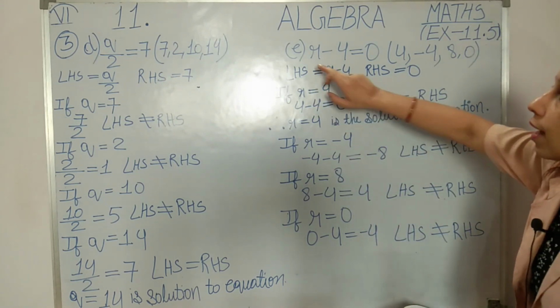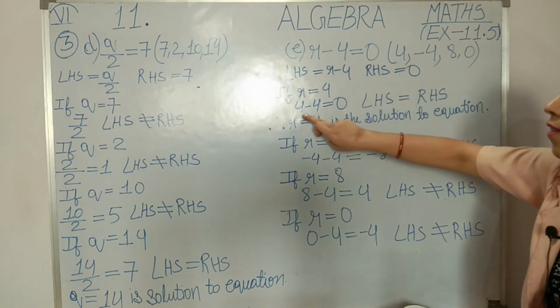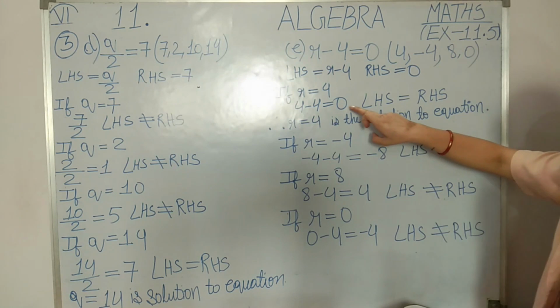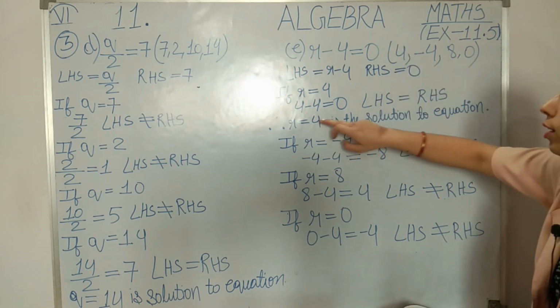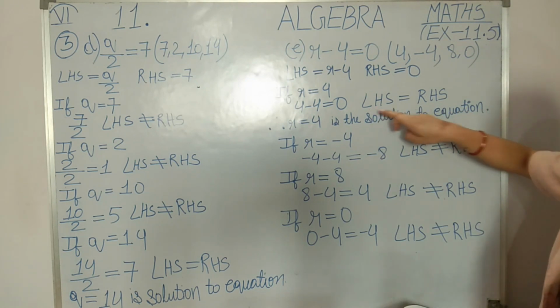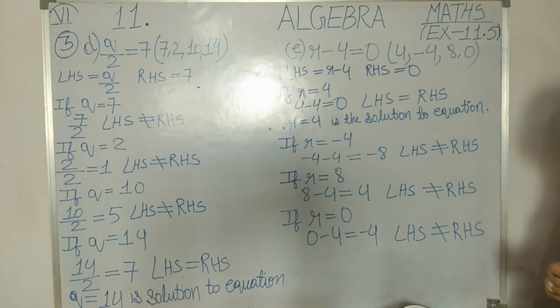So students, now RHS should be 0. First value of r is given 4, so I have written if r equals 4, 4 minus 4 will give us 0 itself, isn't it? So here in the first line itself, we got the solution to the equation. Here I have written LHS equals RHS. Therefore, r equals 4 is the solution to the equation.